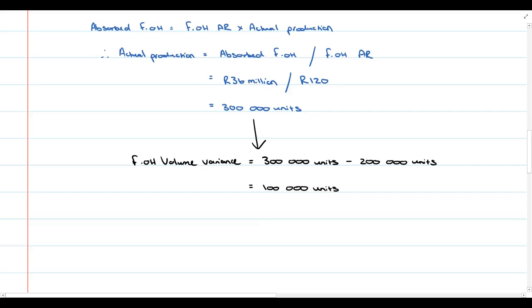And that's why it's favorable. They actually produced more than what they budgeted to produce. That's why we have a favorable variance. And if we want the Rand value of the variance, because over here we've calculated the variance in units and not the Rand value, we just need to multiply that by the fixed overhead allocation rate, which is 120 Rand per unit. And that is obviously going to give us a volume variance of 12 million Rand.